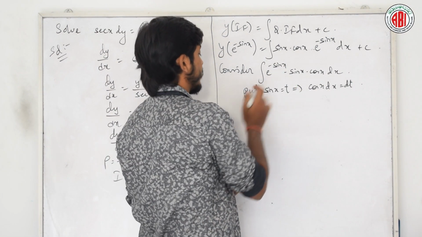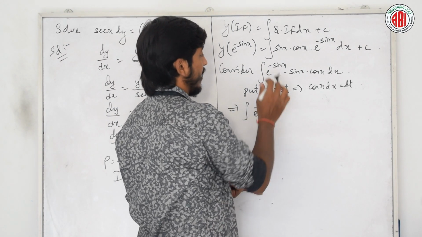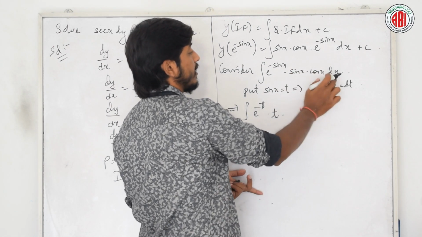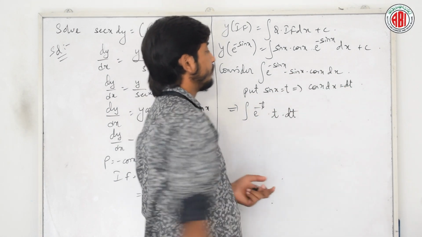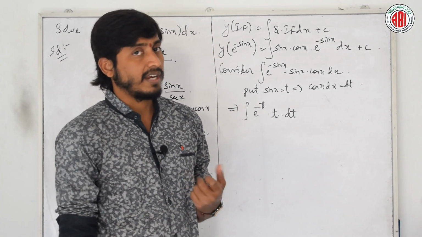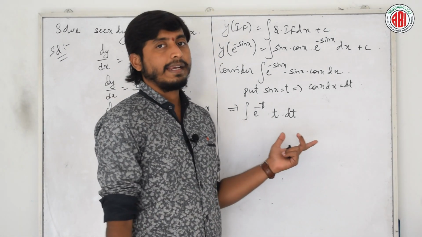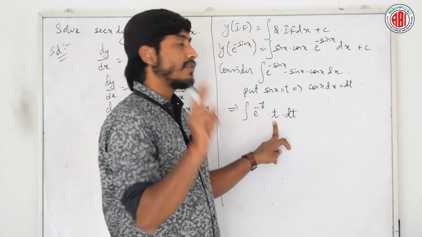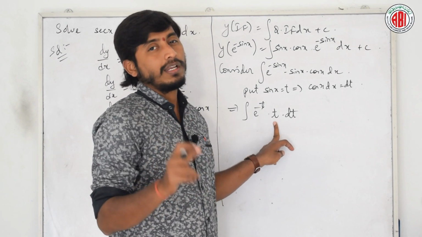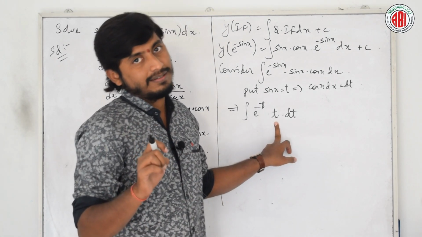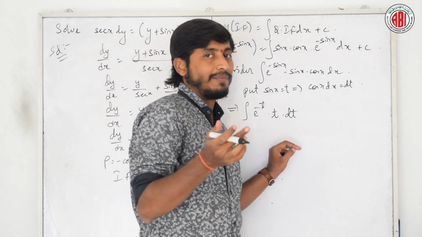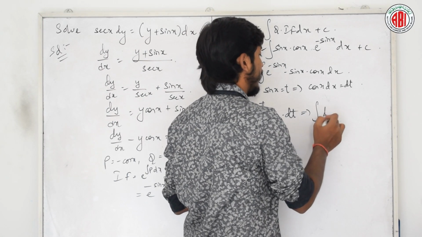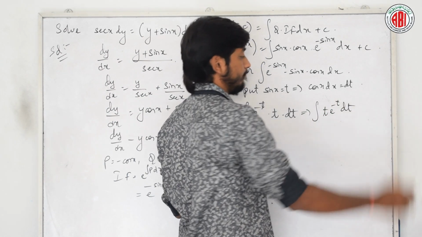So what do we get here? Just check. This will be integral e power minus t, since sin x is t, and cos x dx is nothing but dt. No more confusions, right? So let us integrate this. E power minus t is one function, t is one more function. So we can do it by using integration by parts. If we use the ILATE method, exponential is last. So obviously this can be written as integral t e power minus t dt.